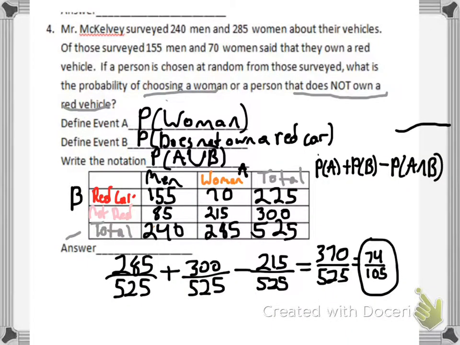Alright, Mr. McKinney surveyed 240 men and 285 women about their vehicles. Of those, 155 men and 70 women said that they own a red vehicle. A person is chosen at random from the survey. What is the probability of choosing a woman, or, which is union, a person that does not own a vehicle? Now, you can write this a couple different ways.